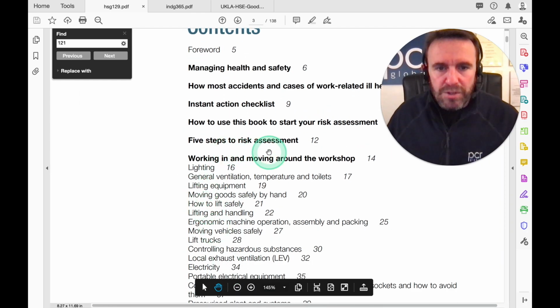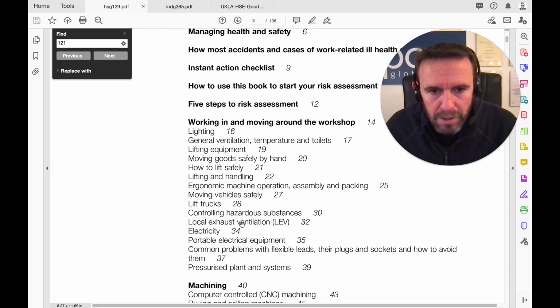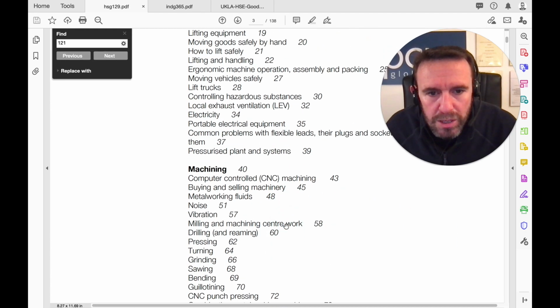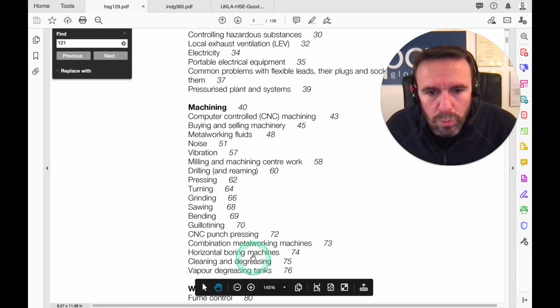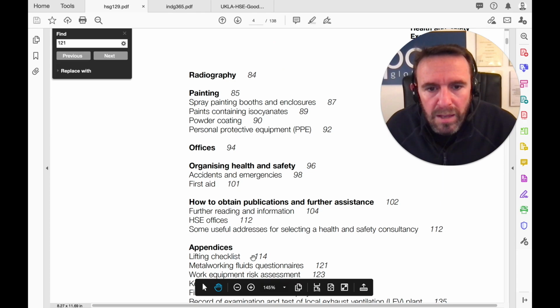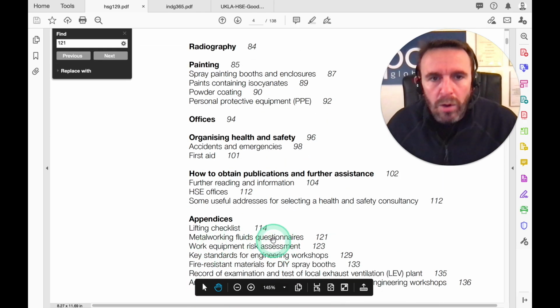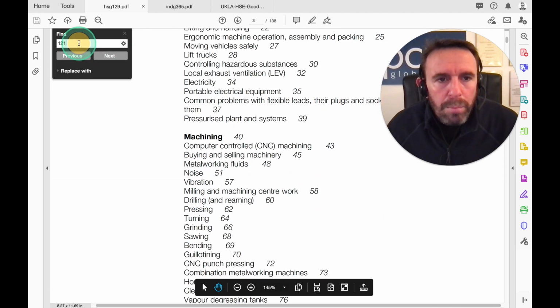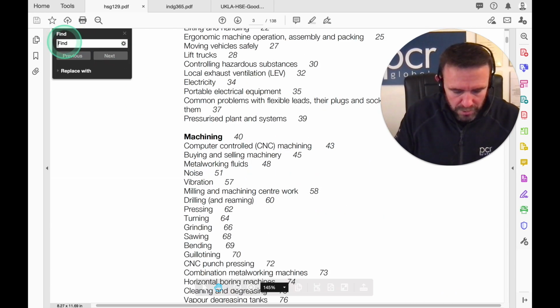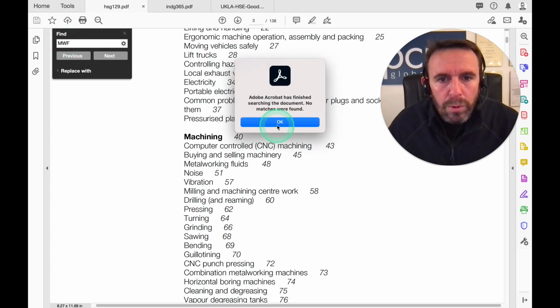5 steps to risk assessment. We're talking about lighting, how to lift safely, lifting equipment, moving vehicles, control of hazardous substances. We've got LEV. We've got machining. We've got welding, flame cutting, radiography. There is a lot. Metalworking fluids at the bottom there. Health questionnaires, which we'll look at on page 121 in a minute. But metalworking fluids, MWF. Does it come up as that? I haven't checked. No, it doesn't.